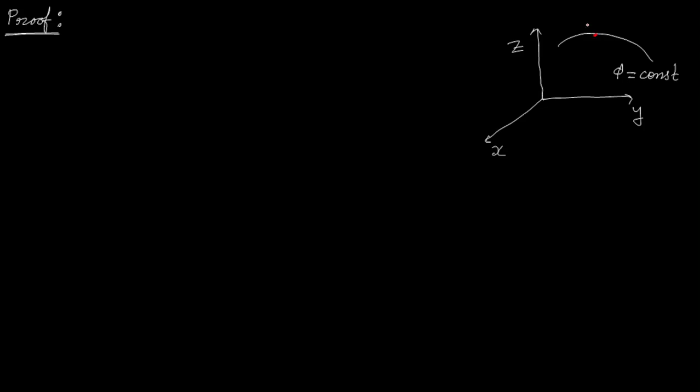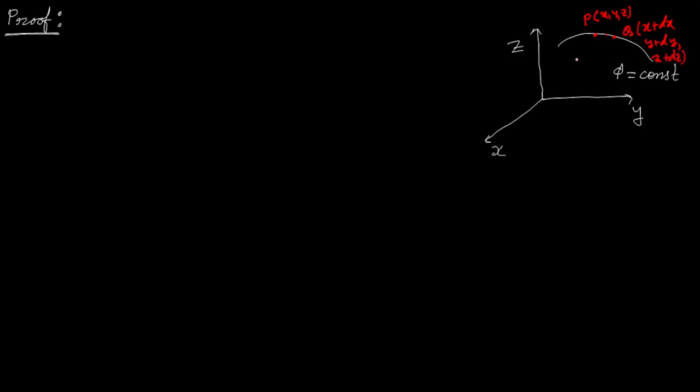Let's say one point is P, and it has coordinates x, y, and z. And we are also considering another point nearby to this P. It's a very nearby point, but just to represent it here so that we can understand, I am taking this point here, but you have to understand that these two points are very near to each other. So this Q point has coordinates x plus dx, y plus dy, and z plus dz.